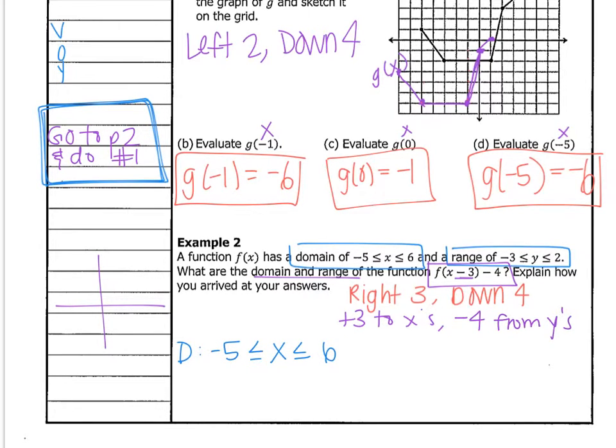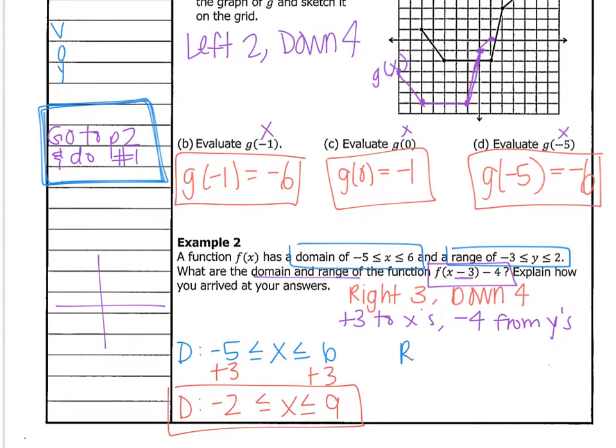6. Then it said that we're going to add 3 to the x's, plus 3 to x's. So literally add 3, add 3. New domain, -5 plus 3, -2 less than or equal to x less than or equal to 6 plus 3, 9. There's the first half of our answer.